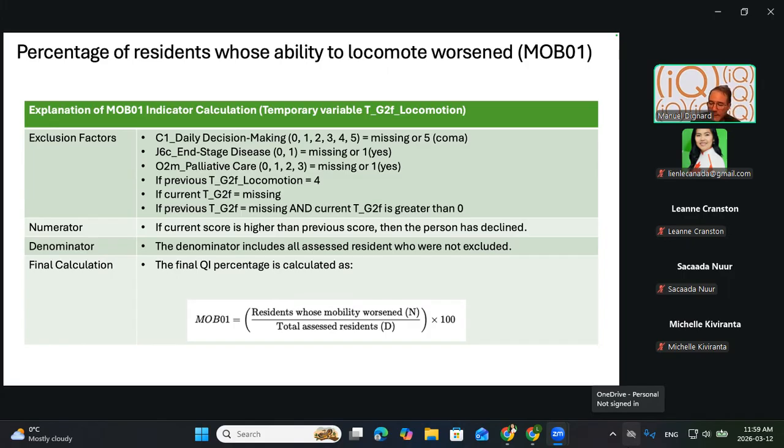So we're using the one temporary score, 0 to 4. Now, if you were a 4 previously, you can't get worse, then we're not looking at you. If you're not excluded, none of these are there, then you will be part of the calculation. And in order to be in the numerator, your score needs to be higher than the previous because that shows that you have declined.